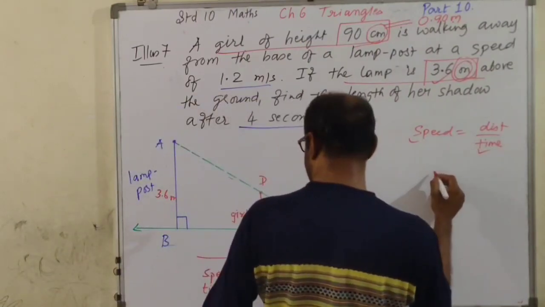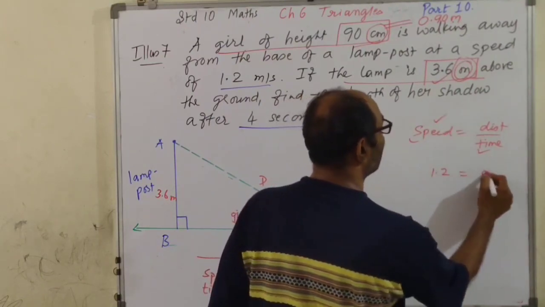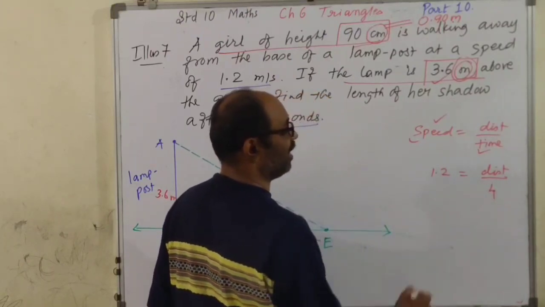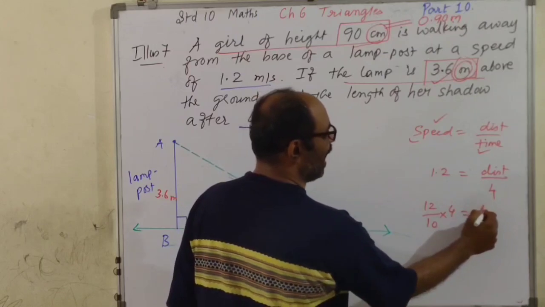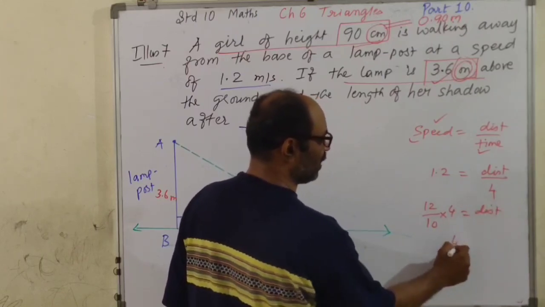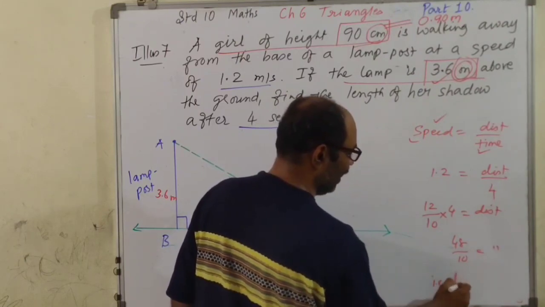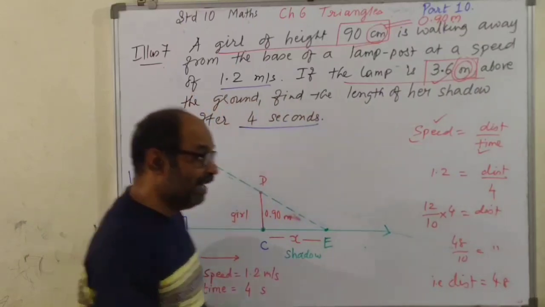So put the value. Speed is 1.2 meter per second. It should be in standard unit. And distance we do not know. And time is 4 seconds. That is also a standard unit. So 1.2 upon 10 multiplied by 4 is equal to distance. So distance is 48 upon 10. That is, the distance traveled by the girl is 4.8 meter.